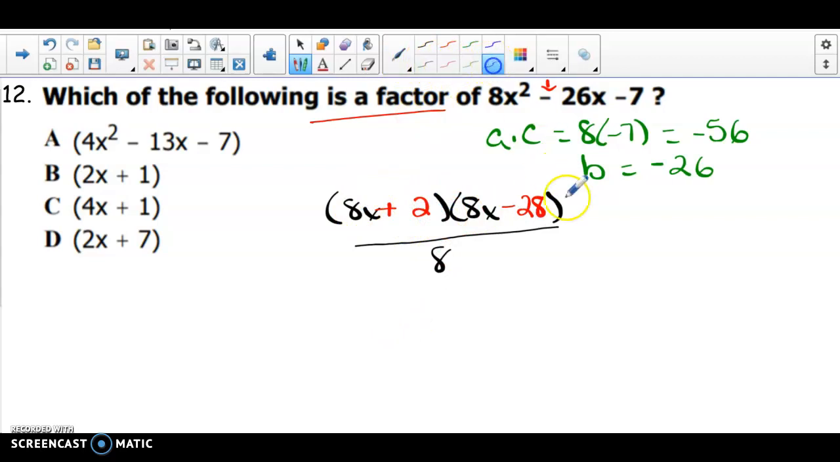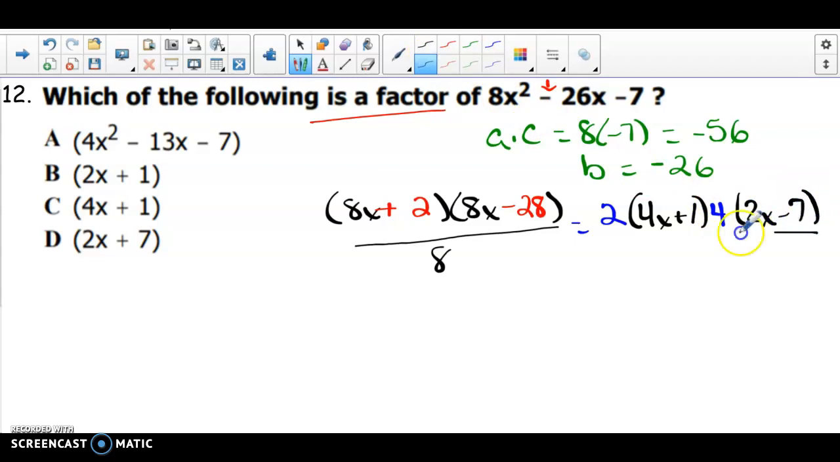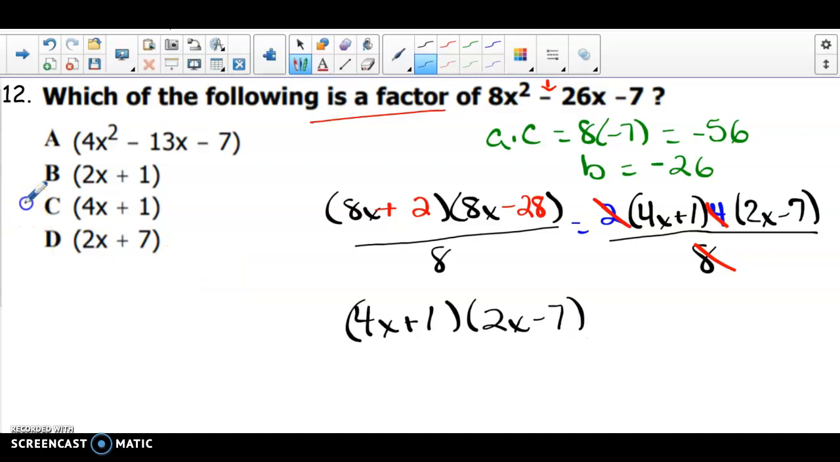Now let's take out some stuff. I can take a 2 out of this first parentheses, and I have 4x plus 1. I can take out a 4 in the second parentheses, and I have 2x minus 7 all over 8. 2 times 4 will cancel with the 8 on the bottom. So my factors are 4x plus 1 and 2x minus 7. 4x plus 1 is the only one that I have here.